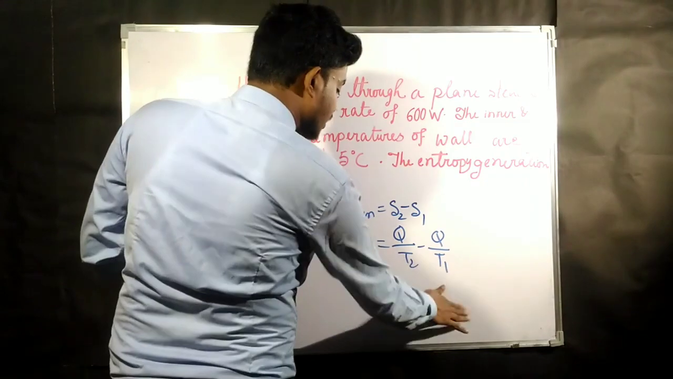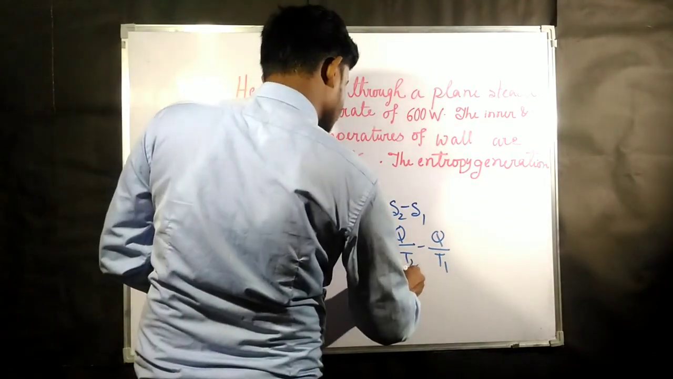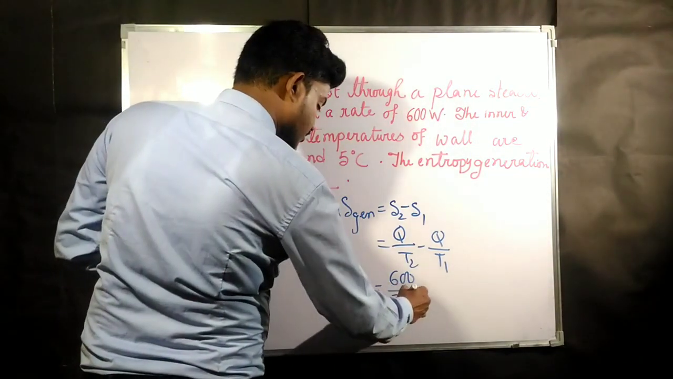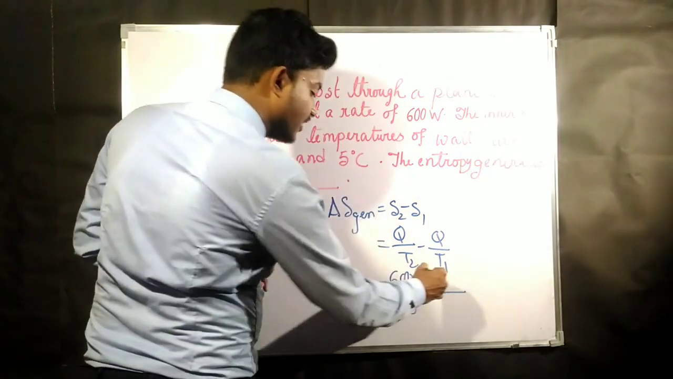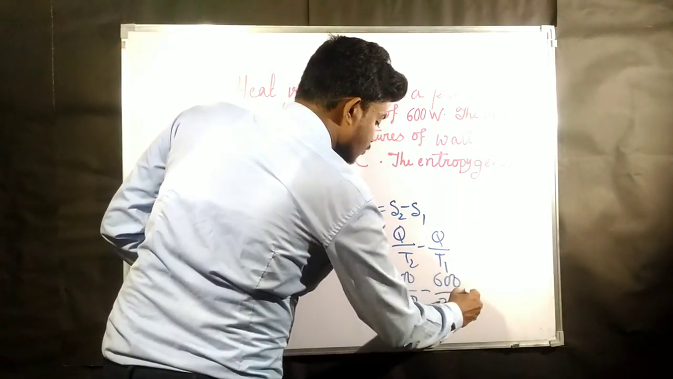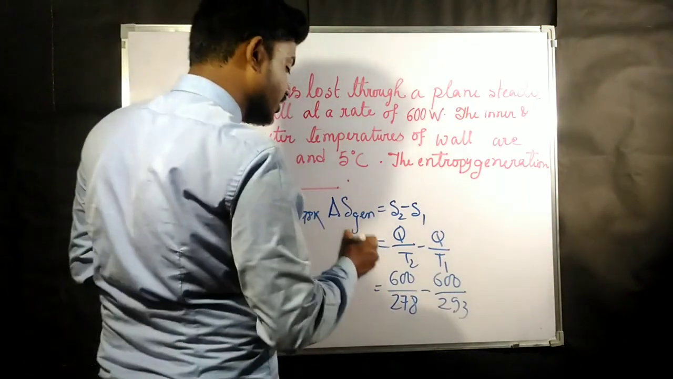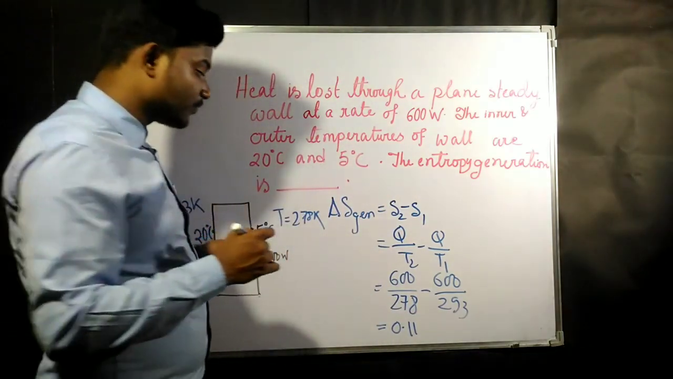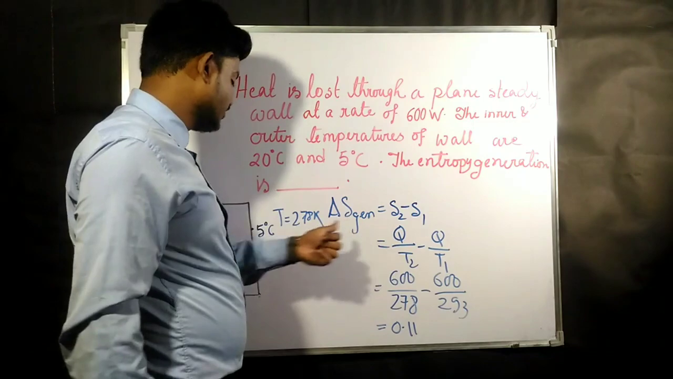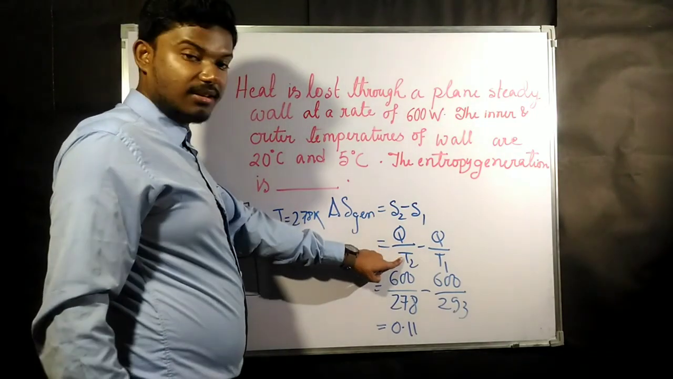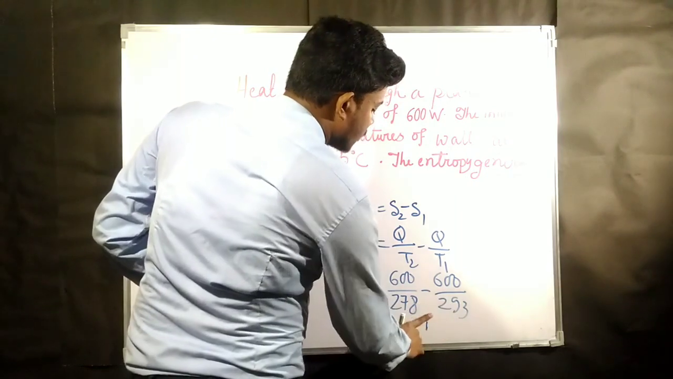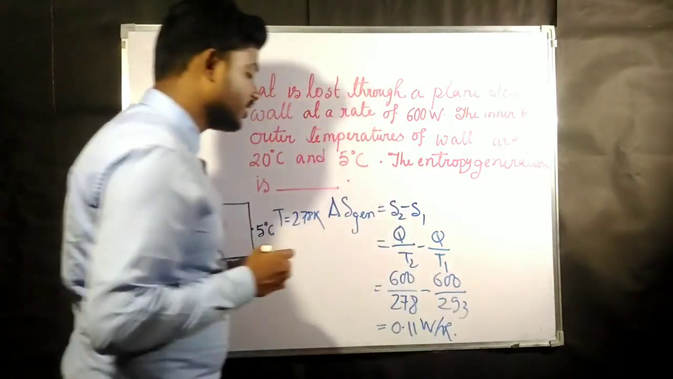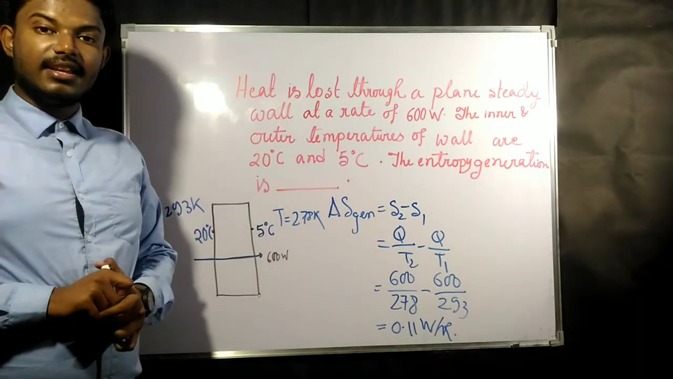So what is going to be the calculation here? The calculation is 600 by T2, which is 278, minus 600 by T1, which is 293. Now if you calculate this, you are going to get 0.11 watt per Kelvin. Q is given in watt and the temperature below is in Kelvin, so the answer is going to be in watt per Kelvin. Okay, so this is the way entropy generation is calculated.